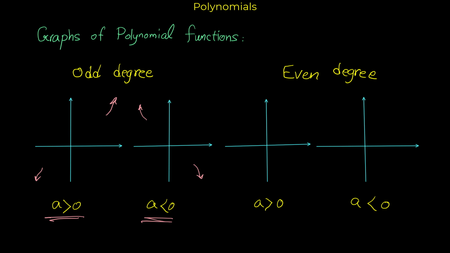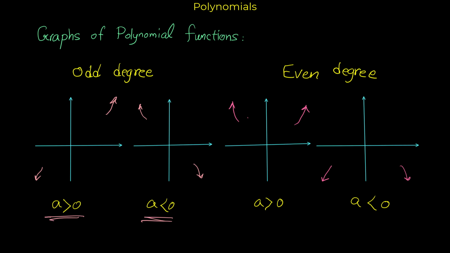Now let's focus on the even degree. In the even degree, the two ends are in the same direction. Both go up or both go down. If the leading coefficient is positive, they go up. So when the leading coefficient is positive, the two ends are going up. When the leading coefficient is negative, the two ends are going down. And again, between these two ends, it can go up and down and maybe cross the x-axis. It depends on the particular question that we are solving.